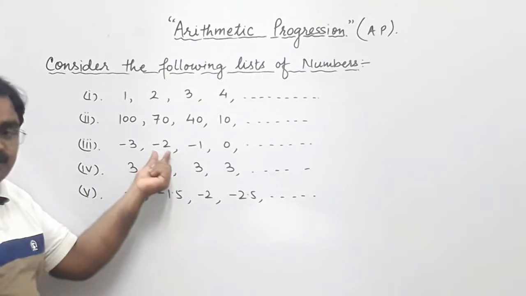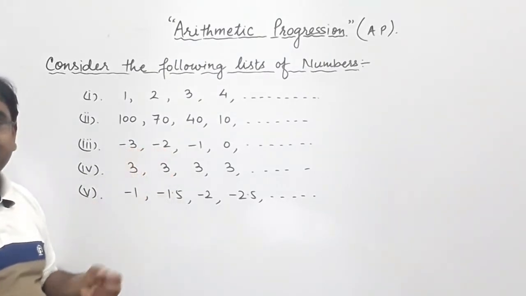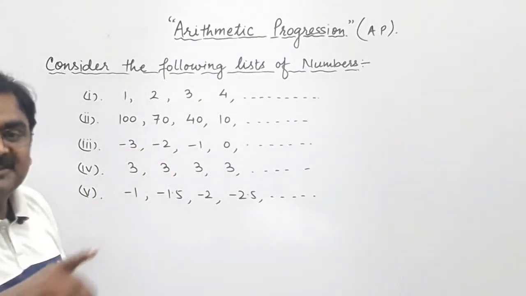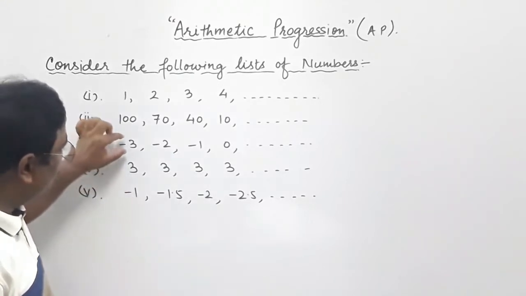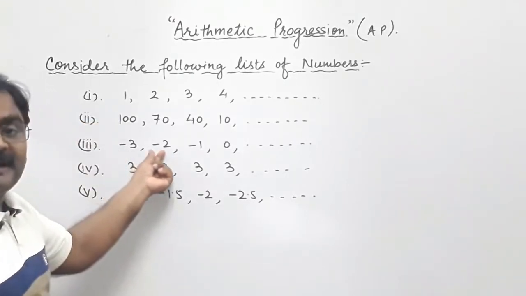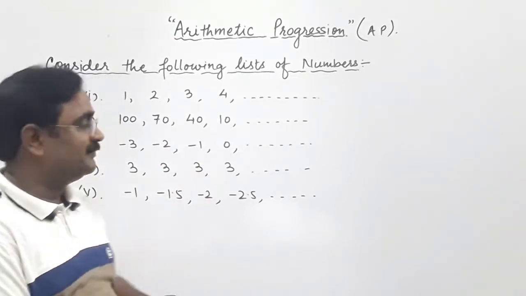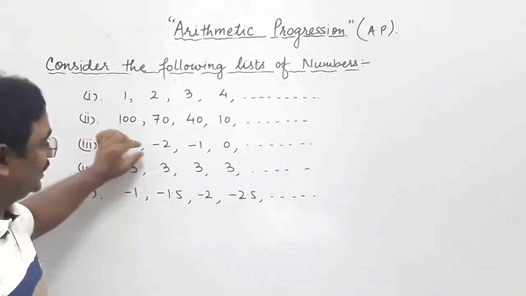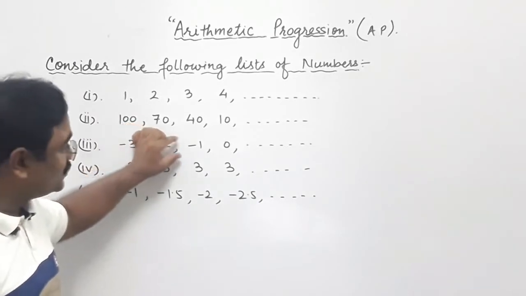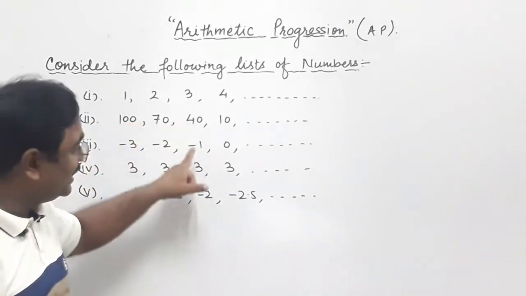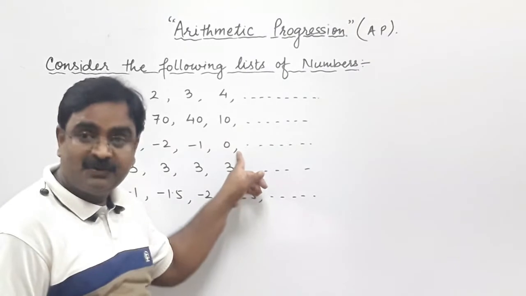So this minus 2 came from minus 3, when you add plus 1. Every term came by adding plus 1 to its preceding term. Minus 3 plus 1, you will get minus 2. Minus 2 plus 1, you will get minus 1. Minus 1 plus 1, you will get 0.